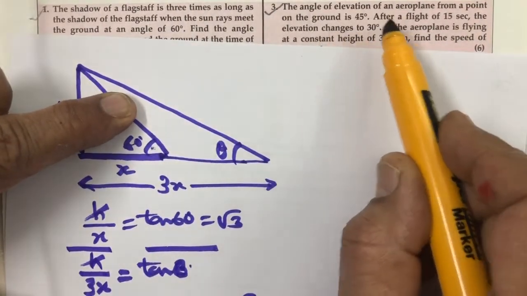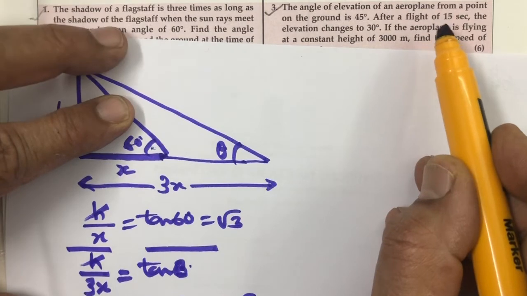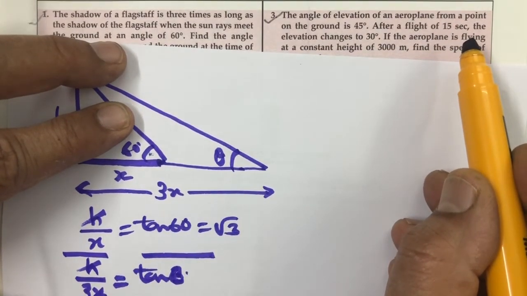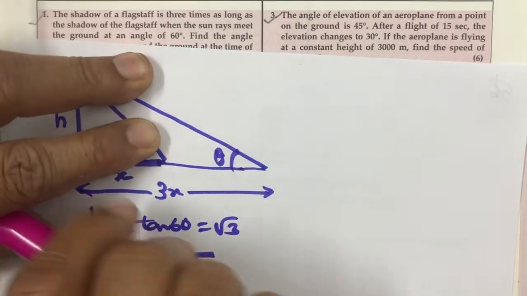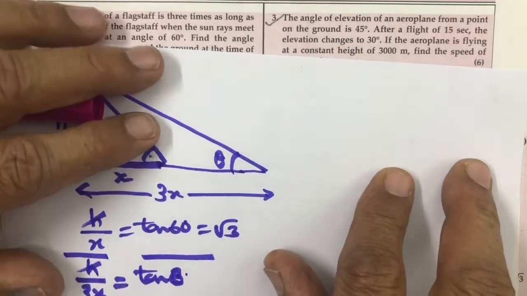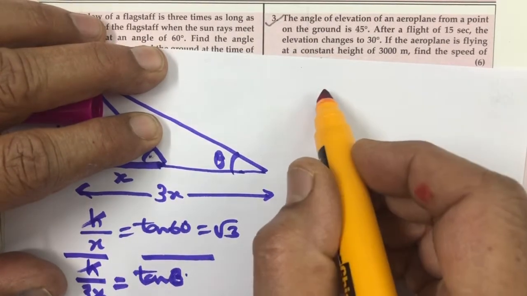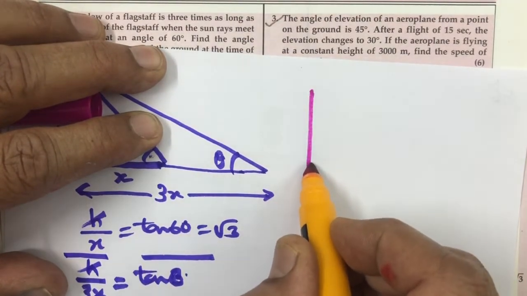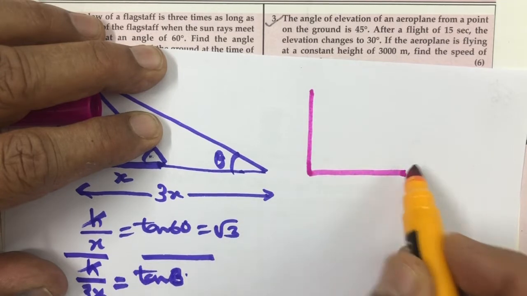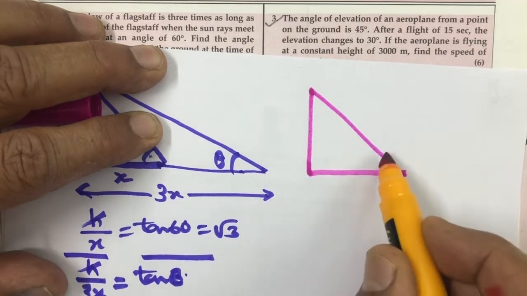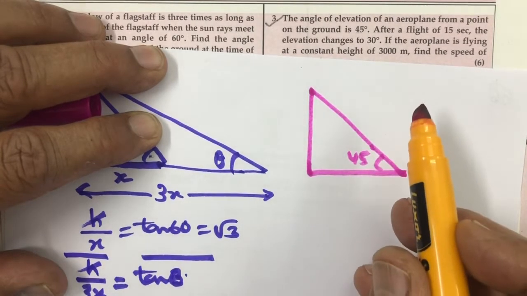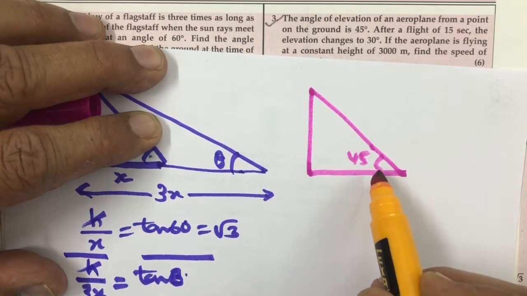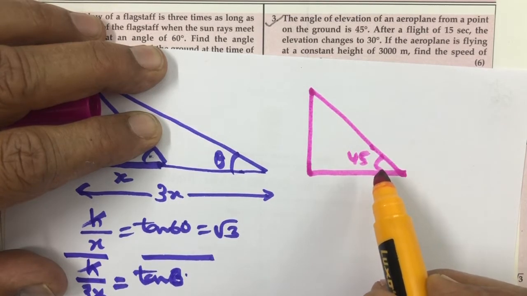The angle of elevation of an aeroplane from a point on the ground is 45 degrees. Suppose this is the aeroplane and the angle is 45 degrees. After a flight of 15 seconds, the elevation changes to 30 degrees.